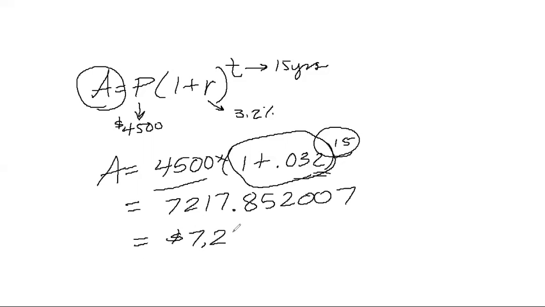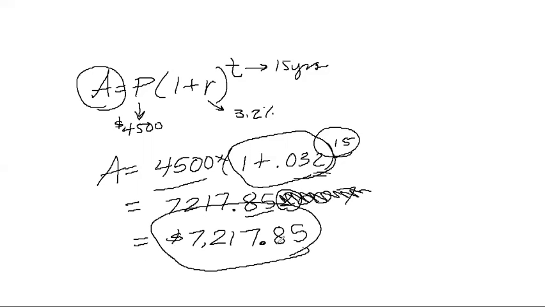So I have $7,217, and I would imagine we need to round to the nearest cent. This 2 is less than 5. That means everything's just going to leave it alone at this 8.5, and everything behind it becomes nothing. So my final answer would be, so in preparation for our final exam, this is the type of compounding problem you need to know.